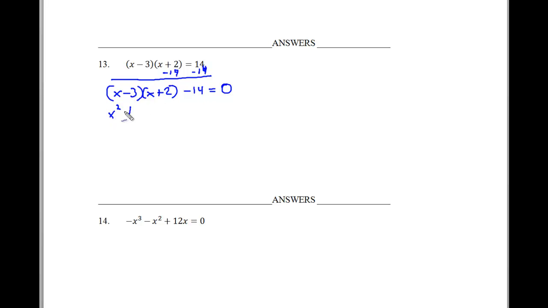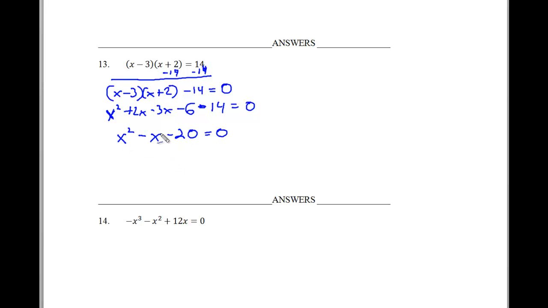x squared plus 2x minus 3x minus 6. And this is why I had you practice FOIL in sections 1 and 2, because I needed you to be able to do this for this problem. And I still have my minus 14 here equals 0. Okay, so let's combine like terms here. I got x squared minus x, and then I have negative 6 minus 14, which is negative 20, equals 0.